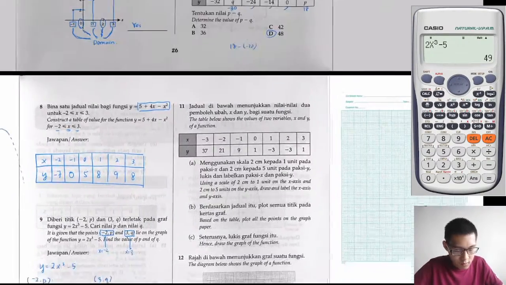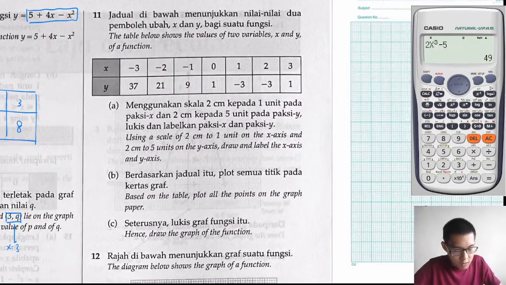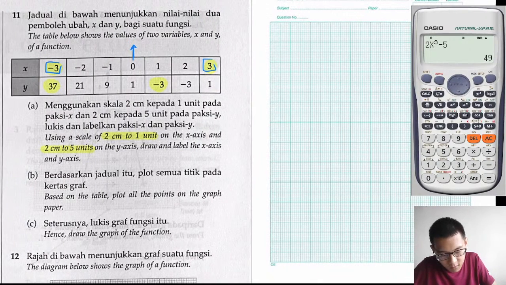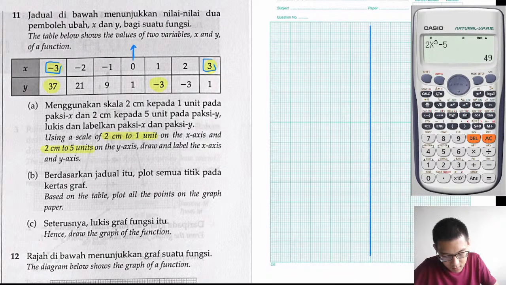So the other question is also the same. Okay, the first thing we need to understand is to check the question: the scale is 2 cm to 1 unit and 2 cm to 5 units. Next we check the maximum and minimum of the range for x and y. You can see that -3 to 3, the y-axis is at the center already. If x equals 0, the y-axis is the center. So first we try to draw the y-axis. Very easy. Try to draw the y-axis first.